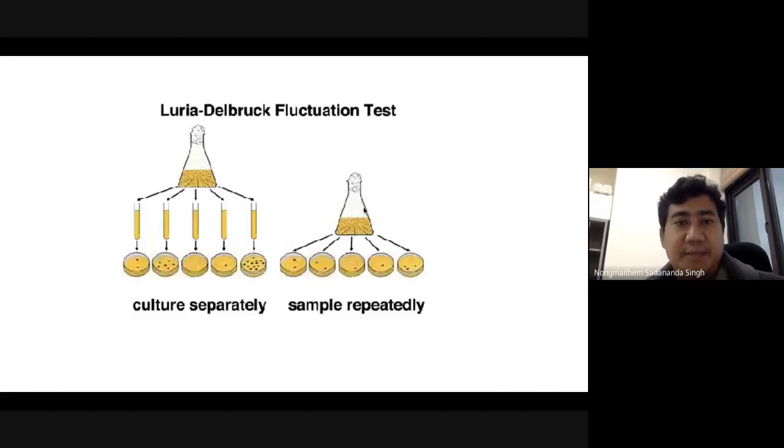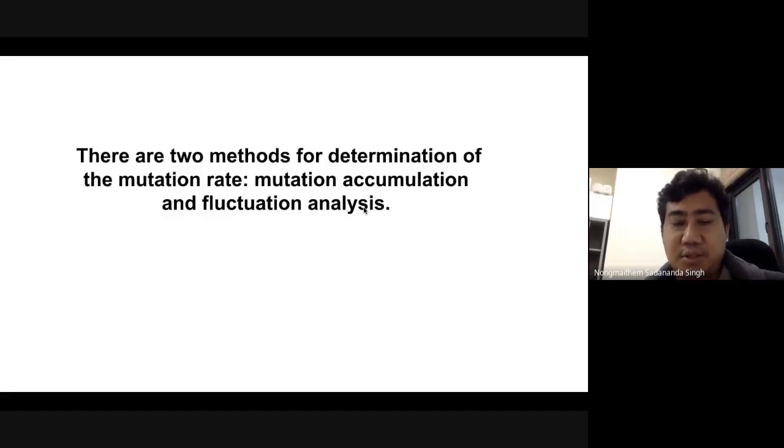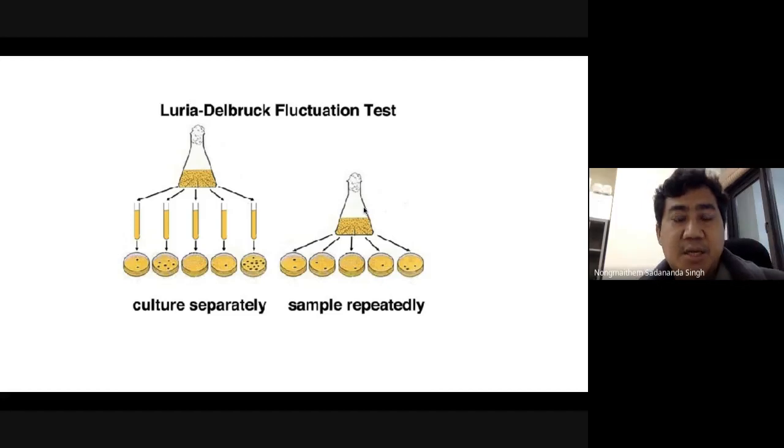So the fluctuation test or fluctuation analysis that we are talking about here comes from the initial experiment of Luria and Delbruck, and taking their name, the test is called the Luria-Delbruck fluctuation test. What do you do in this fluctuation test?